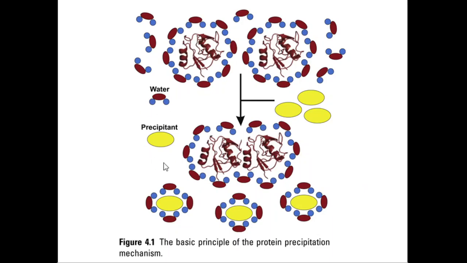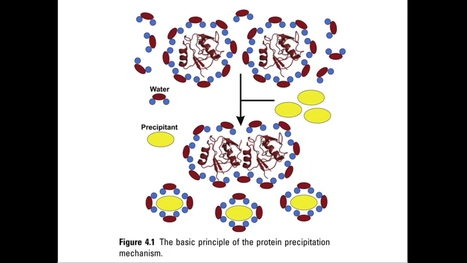So the salt ions at higher concentration: first they interact with the surface residues of the protein, and over and above that there are still salt ions. So now they begin to interact with the water molecules. So the concentration of free water molecules decreases as they are used to solvate the salt ions.